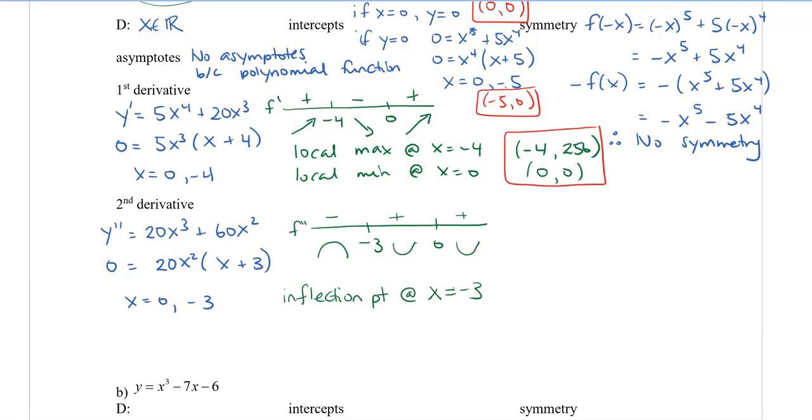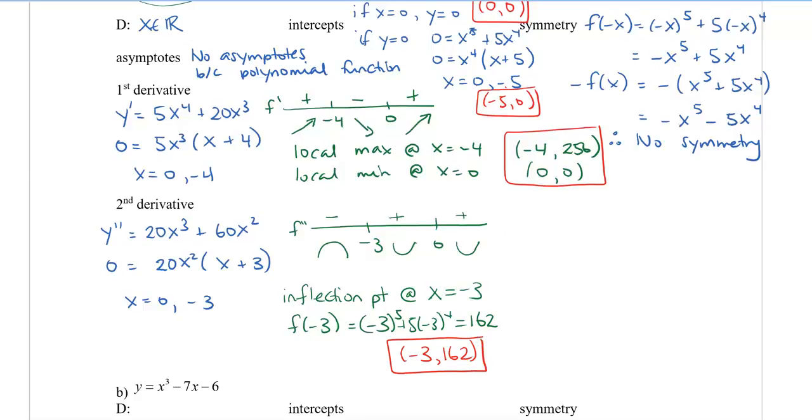So I'm going to plug that in to find out what that is. So actually, let's say that we're going to go f of negative 3. So negative 3 to the 5th plus 5, negative 3 to the 4th. That gives us 162. So I have my last piece of information, negative 3 and 162.